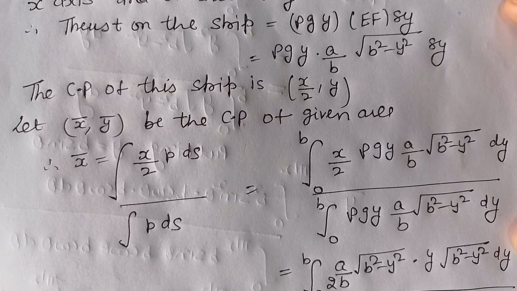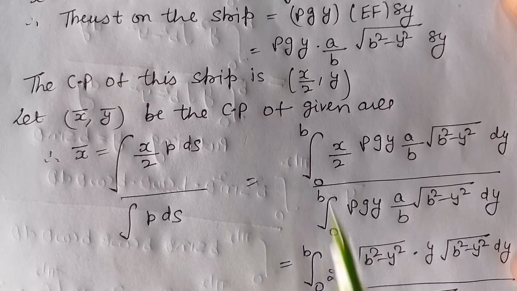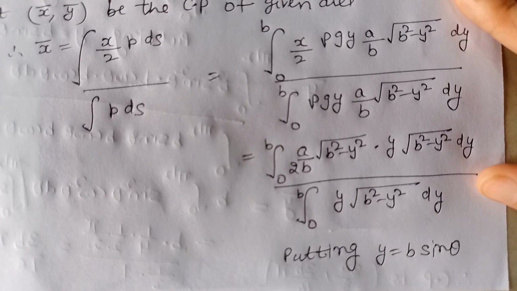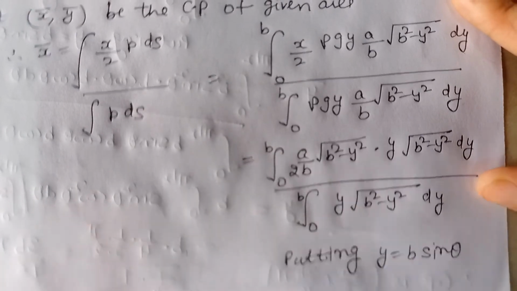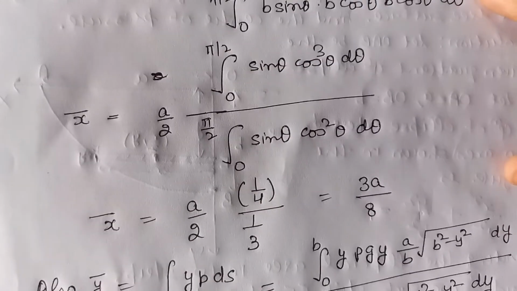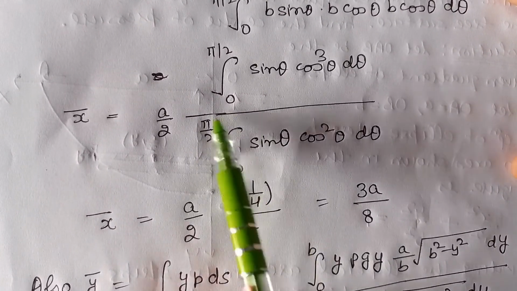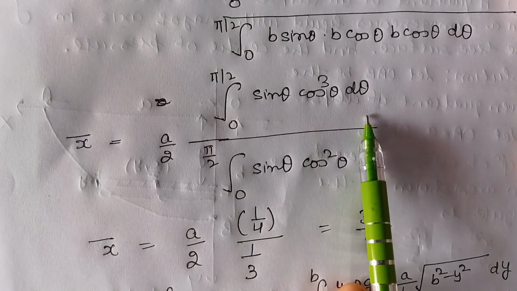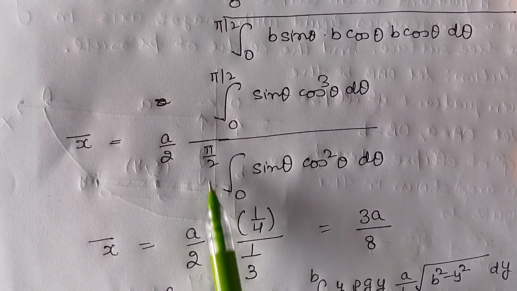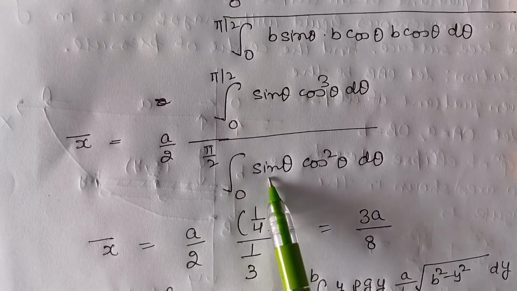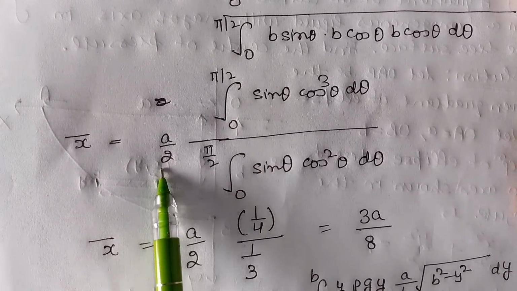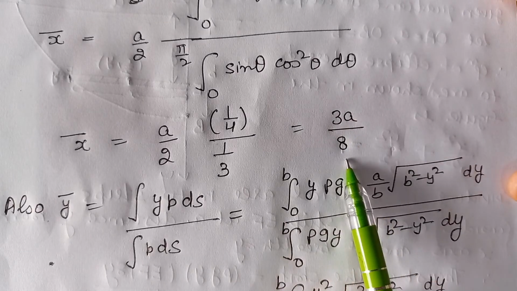So we get, after putting the value of x here and y equal to b sine theta, we can solve these two integrals to get the value of x bar, which becomes integral 0 to pi by 2 sine theta cos cubed theta d theta upon integral 0 to pi by 2 sine theta cos squared theta d theta, into a by 2. So we get the value of x bar, which is 3a upon 8.